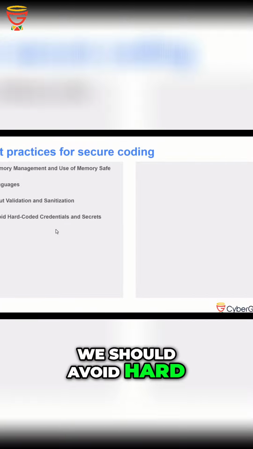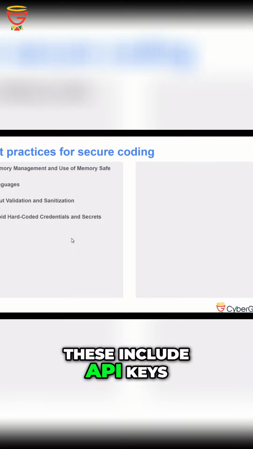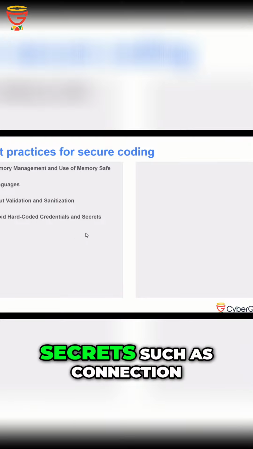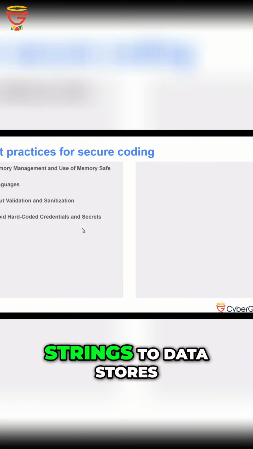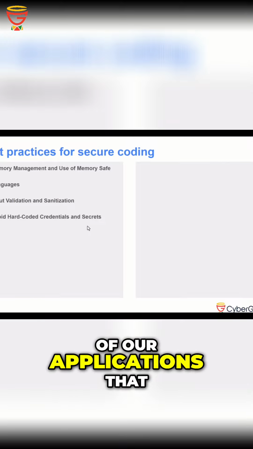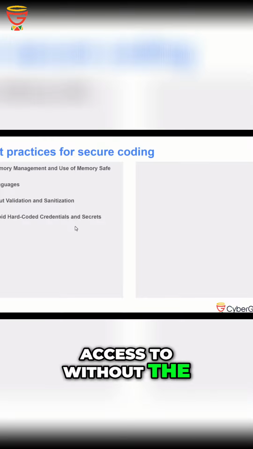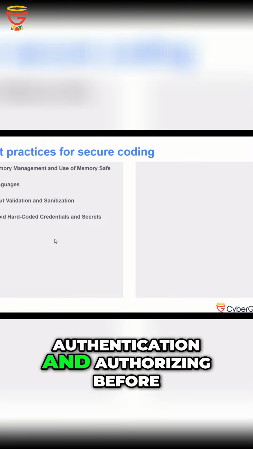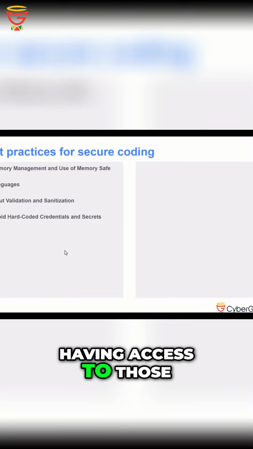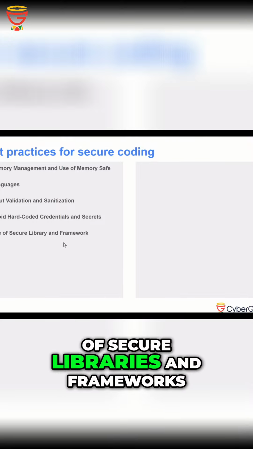We should avoid hard coding credentials and secrets within our applications. These include API keys and tokens and other secrets such as connection strings to data stores and other critical components of our applications that these can provide unwanted access to without the proper channels such as authentication and authorization before having access to those. And then we can talk about the use of secure libraries and frameworks.